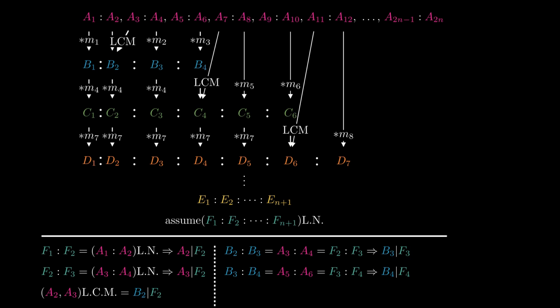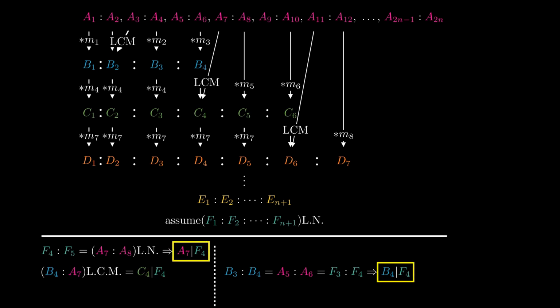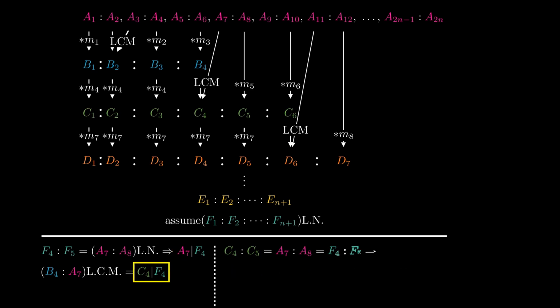At this point, a7 does not measure b4, so we note that since f4 to f5 is proportional to a7 to a8, which is in least numbers, a7 measures f4, which means the least common multiple of b4 and a7, c4, will measure f4. c4 to c5 is proportional to a7 to a8, which is proportional to f4 to f5, so c5 measures f5. c5 to c6 is proportional to a9 to a10, which is proportional to f5 to f6, so c6 measures f6.